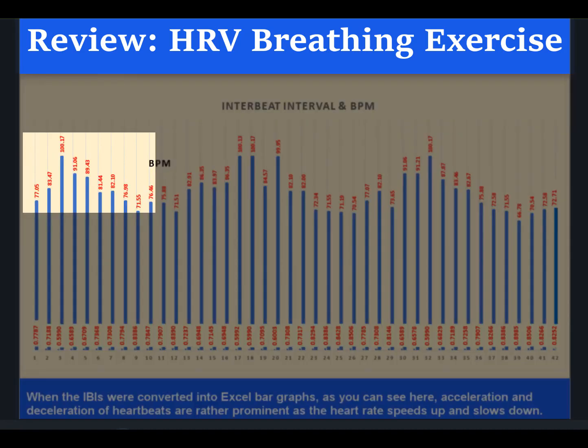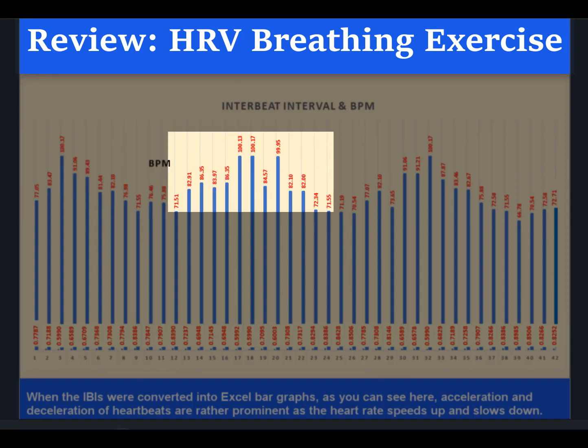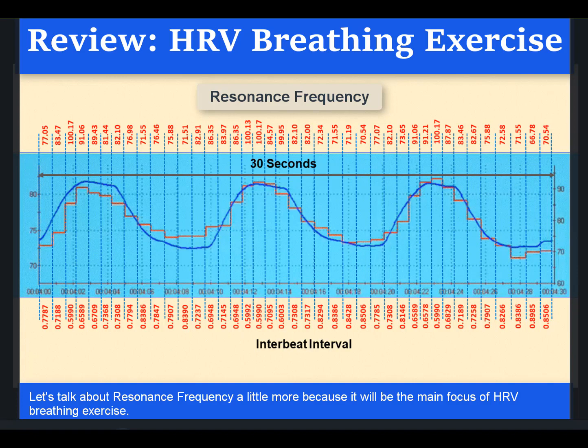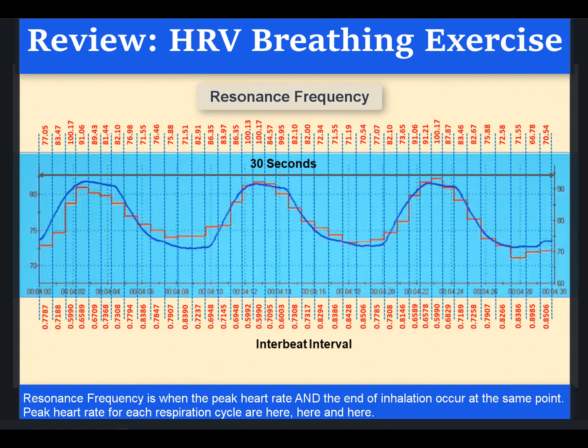When the IBIs were converted into an Excel bar graph, as you can see here, acceleration and deceleration of heartbeats are rather prominent as the heart rate speeds up and slows down. Let's talk about resonance frequency a little bit more because it will be the main focus of HRV breathing exercise. Resonance frequency is when the peak heart rate and the end of inhalation occur at the same point.